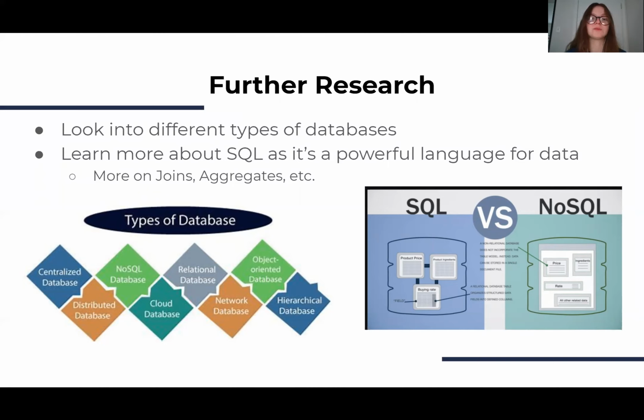So you can look at more types of joins. I only talked about one join today, and I only talked about one type of aggregate as well. But there's also aggregates for average, max, min, count, etc.